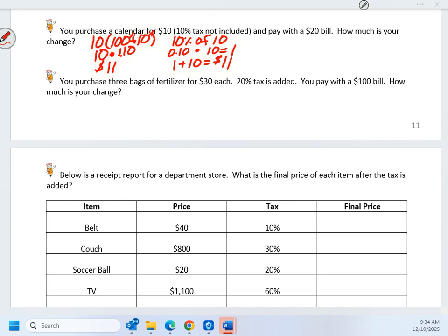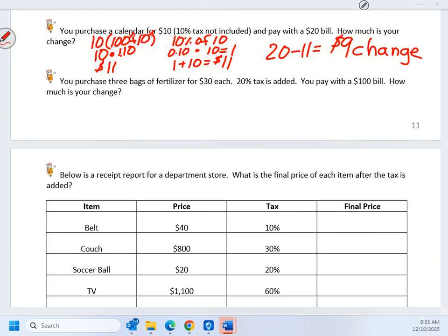Then the next step, everybody had to do the same way. Because to answer our question, how much is your change, $11 isn't it. That's how much the cashier is telling you that you owe. You're paying with that $20 bill. How do we find our change? Audrey? 20 minus 11. What is 20 minus 11, Audrey? 9. You should get $9 in change.